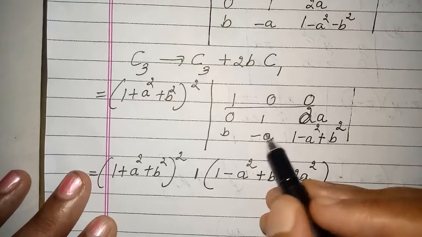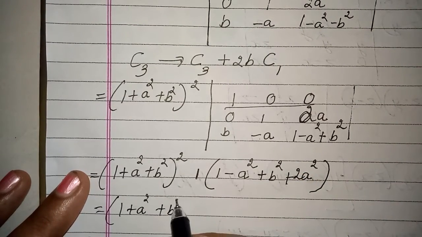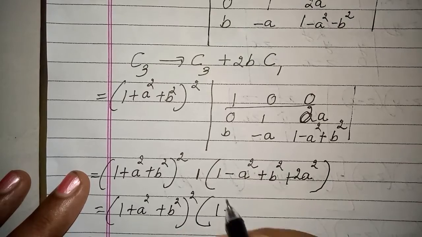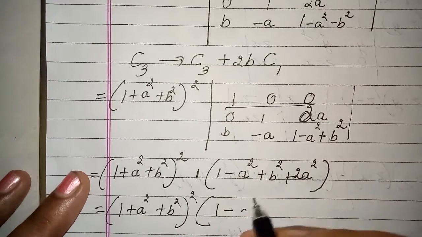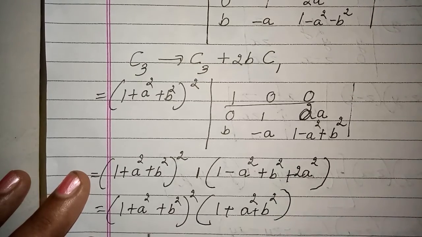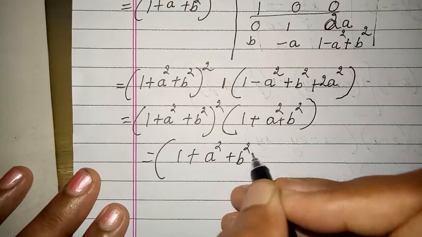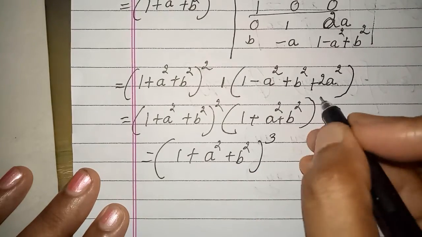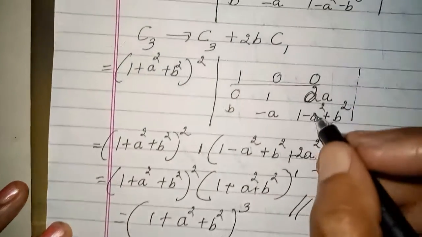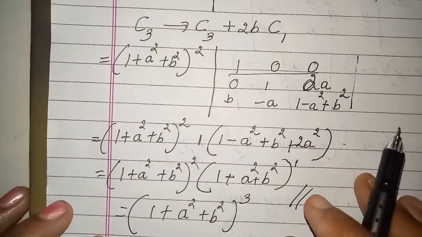Plus 2a square. No, because minus of minus this. So this will be 1 plus a square plus b square the whole square into 1 into this will be minus a plus a square plus b square. So this is nothing but 1 plus a square plus b square the whole cube, because this is 1. Understood? I made a mistake here while writing the element here, 2a plus 0 times this. So it is okay now.